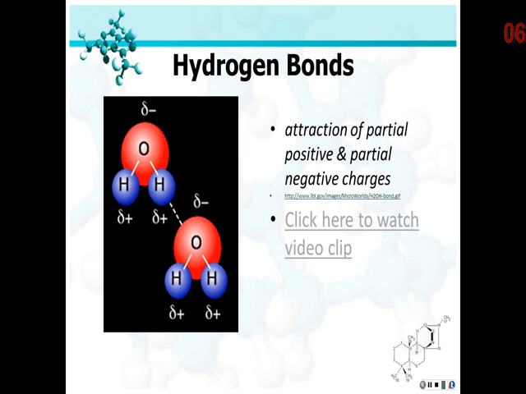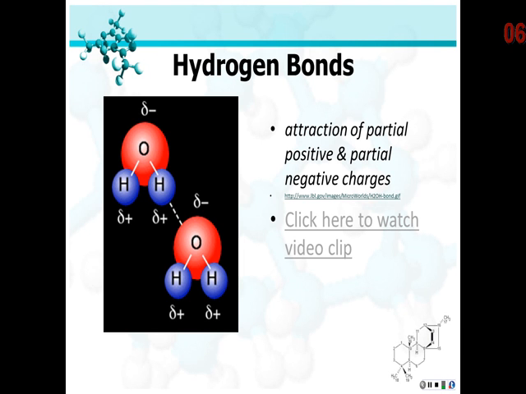The atom with the lesser attraction to the electron ends up with a partial positive charge. So in the example shown here with water, you're going to end up with the oxygen having a partial negative charge from pulling the additional electrons into its area, and the hydrogens with a partial positive charge from not being able to hold on to those electrons.